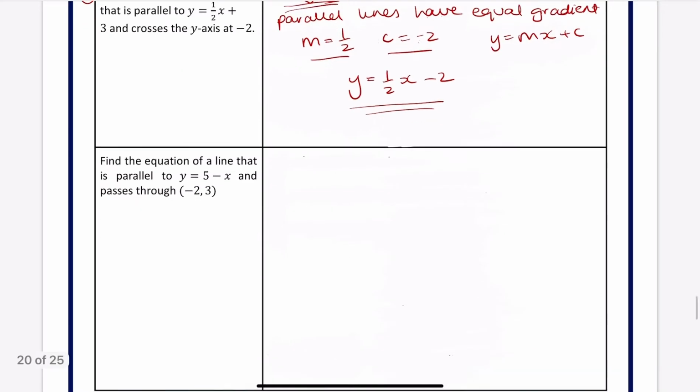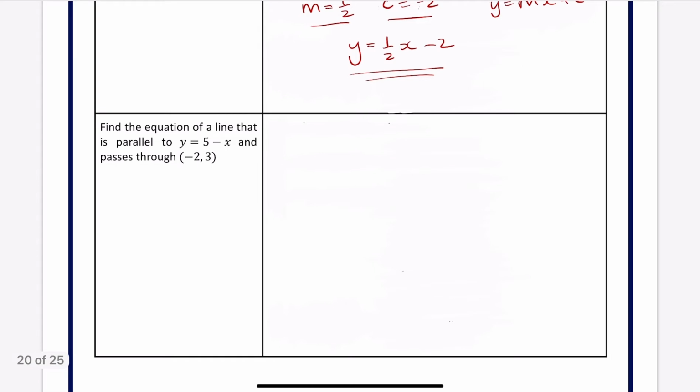Okay, now let's look at a slightly harder one, but not too hard. We need to find the equation of a line that is parallel to y equals 5 minus x and passes through the point -2, 3. Again, we know parallel lines have equal gradients, so the gradient of our new line is going to be exactly the same as our original. The gradient of this line here is actually -1. So our new gradient will also be -1.